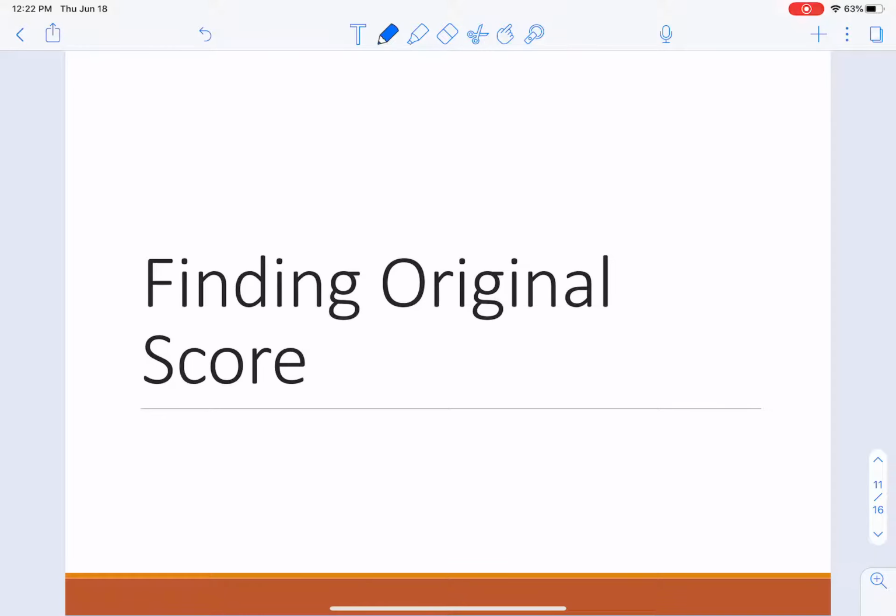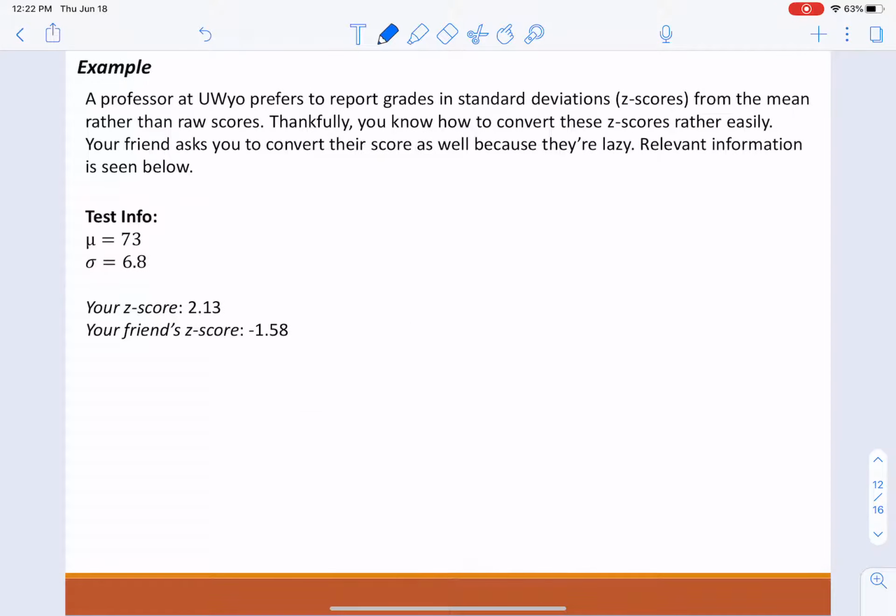So, new example. In this one, we're going to find the original score. So we're putting things back into the original units when we're given a z-score. So what does that look like? What does that kind of question look like? Well, let's say a professor at UW prefers to report grades in standard deviations. That's also just a z-score. Don't forget. So standard deviations from the mean rather than the raw scores. Okay. Thankfully, you know how to convert these z-scores rather easily.